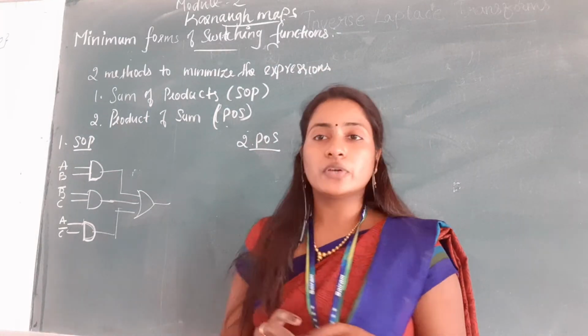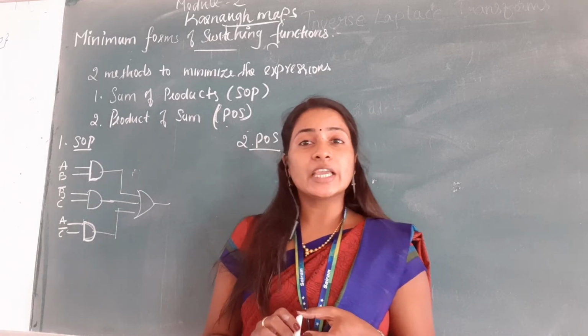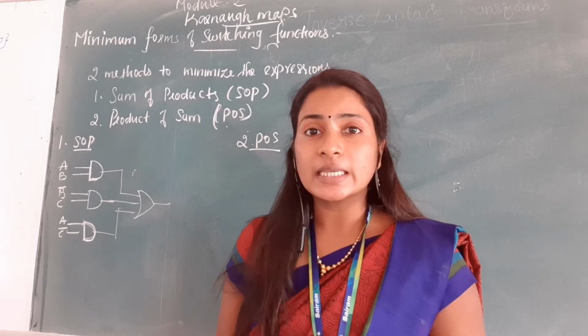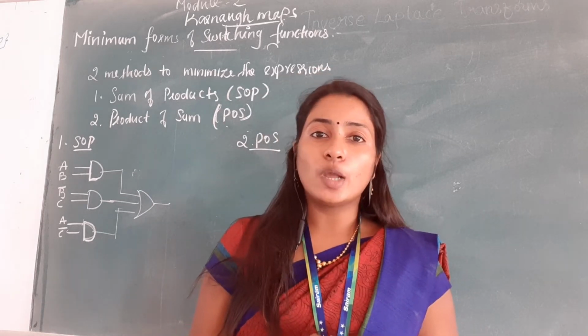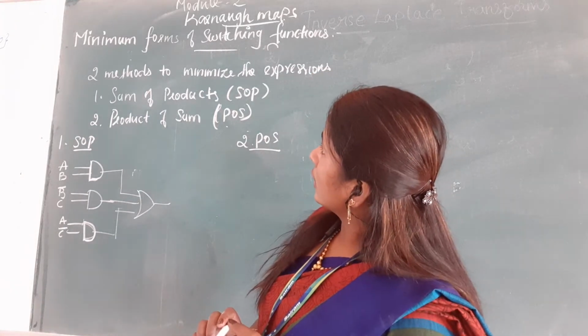Minimum forms of switching function. This is the first topic in the second module. See students, whenever we are realizing any function using AND gate and OR gate, the cost of realizing depends on the number of gates we used in the circuit and the number of inputs we used in the circuit. And we are going to see about Karnaugh map only.